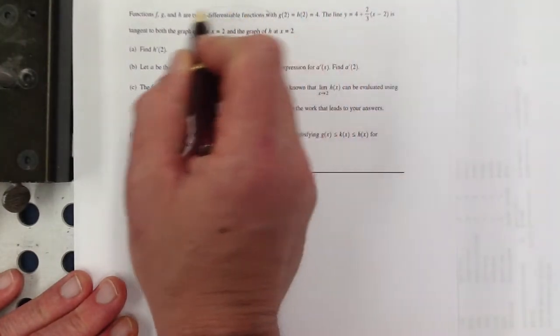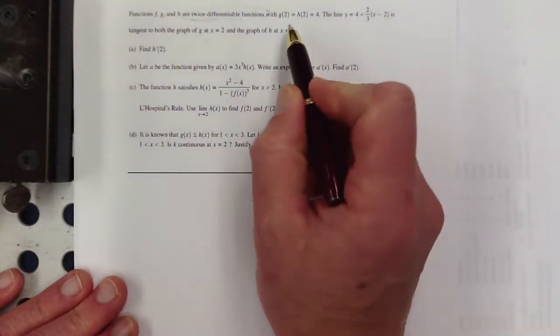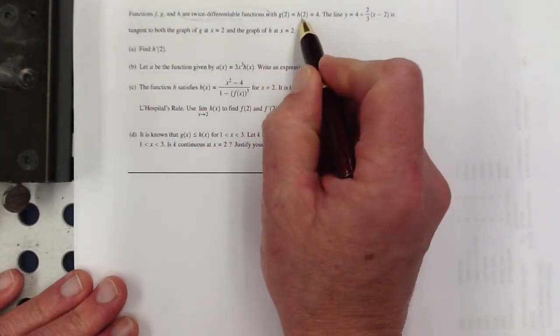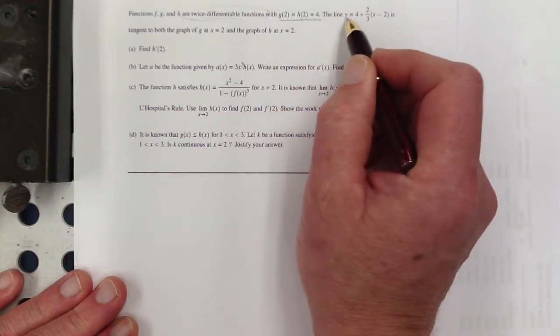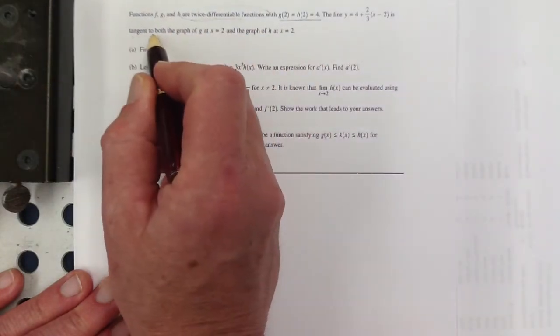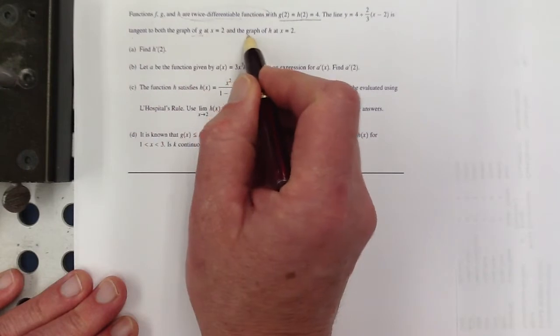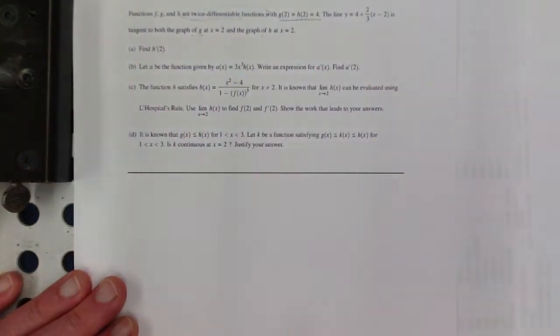That just means all the theorems that we know would apply to these. These are nice smooth curves, with g of 2 equals h of 2 equals 4. The line y equals 4 plus 2 over 3 times x minus 2 is a tangent to both the graph of g and h at x equals 2.